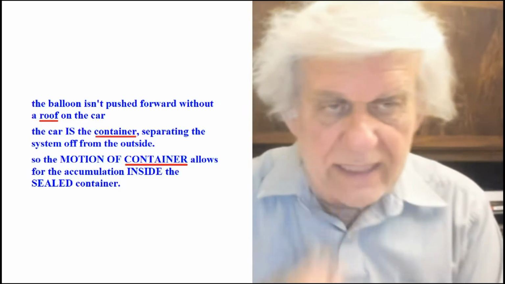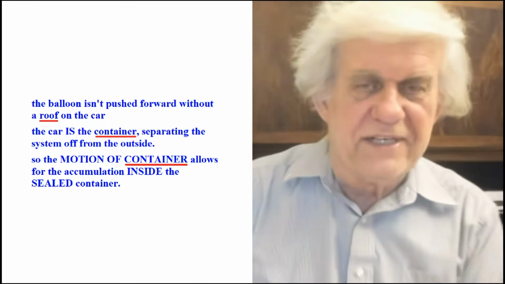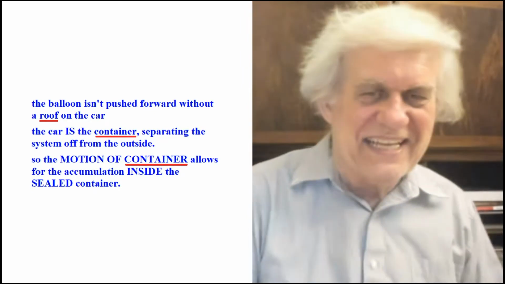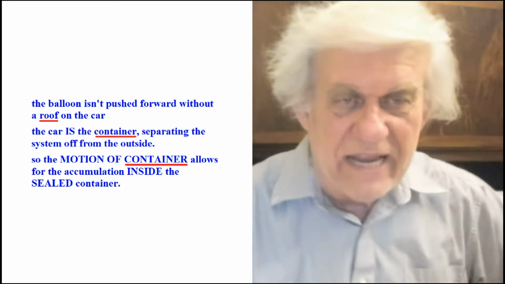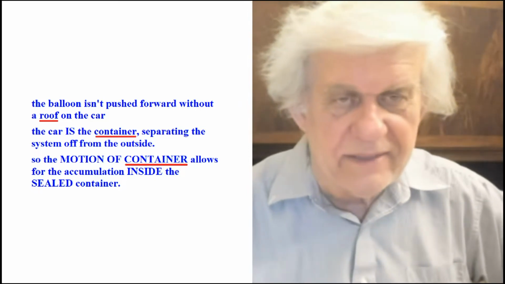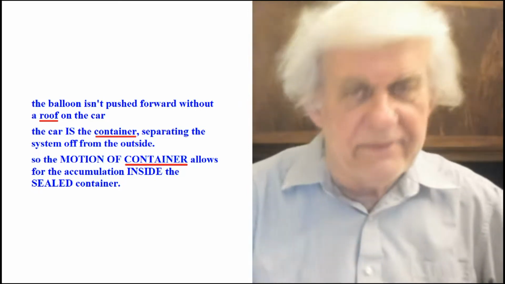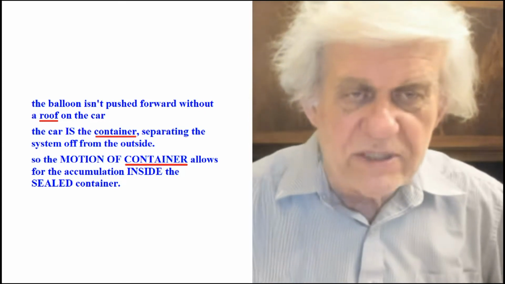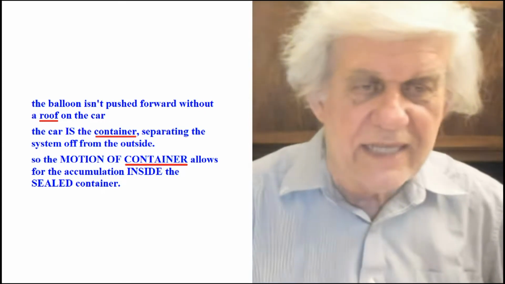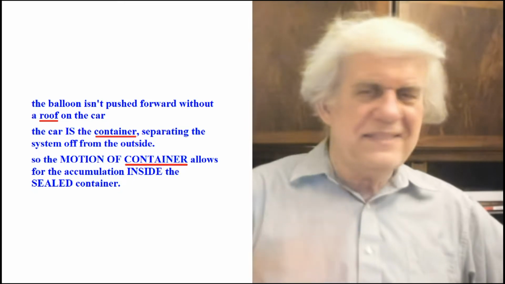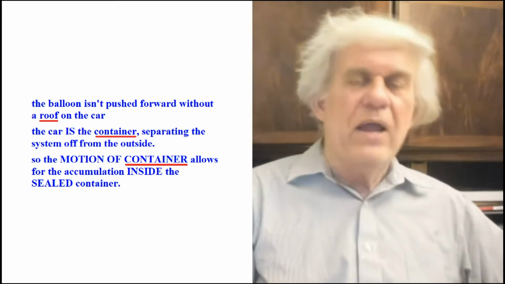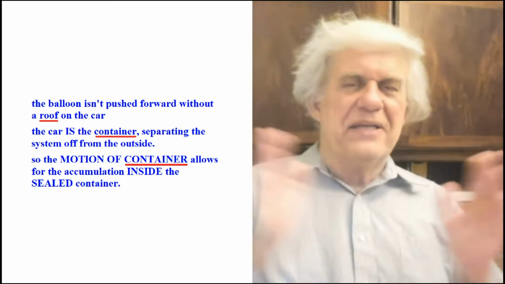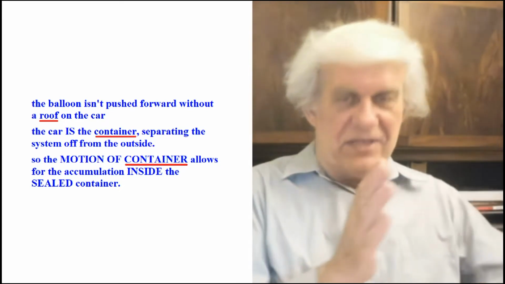Another fellow says the balloon isn't pushed forward without a roof on the car. So he's saying that it's the roof that pushes the air, right? The car is the container. Yeah, we know that. Separating the system off from the outside. Yeah, we know that too. So it's isolated. So the motion of the container allows for the accumulation inside the sealed container. And again, it doesn't understand the question. The question is, why? Why does the air accumulate in the back when the car accelerates?